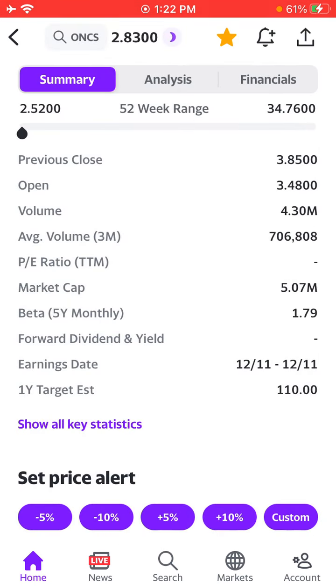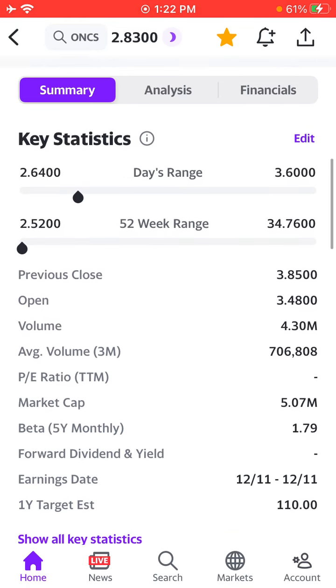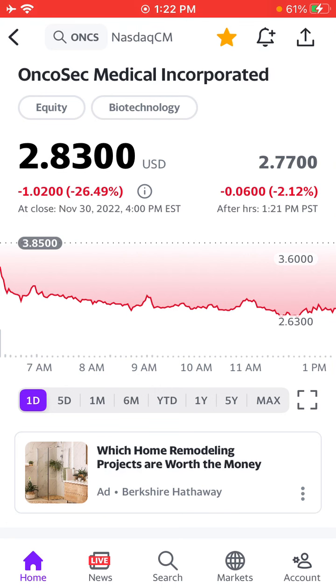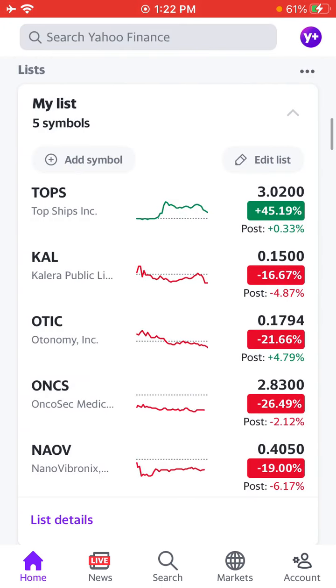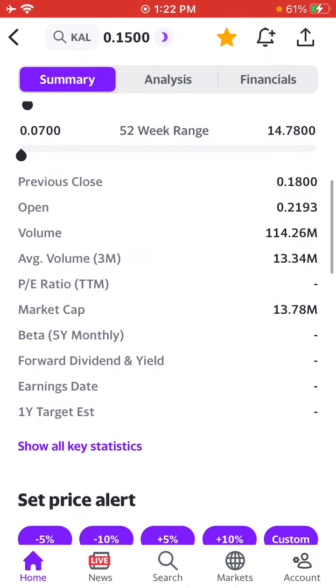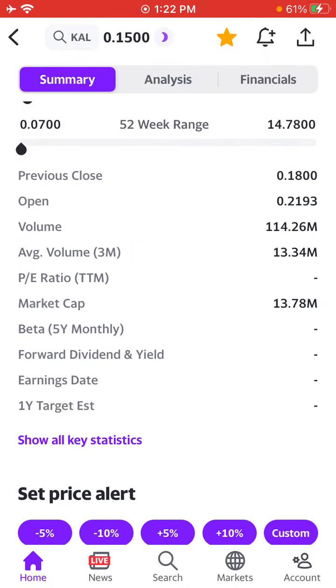So maybe I could show you a more, let's see if there's another example. Maybe this stock is a little easier, unless they also did a reverse split.